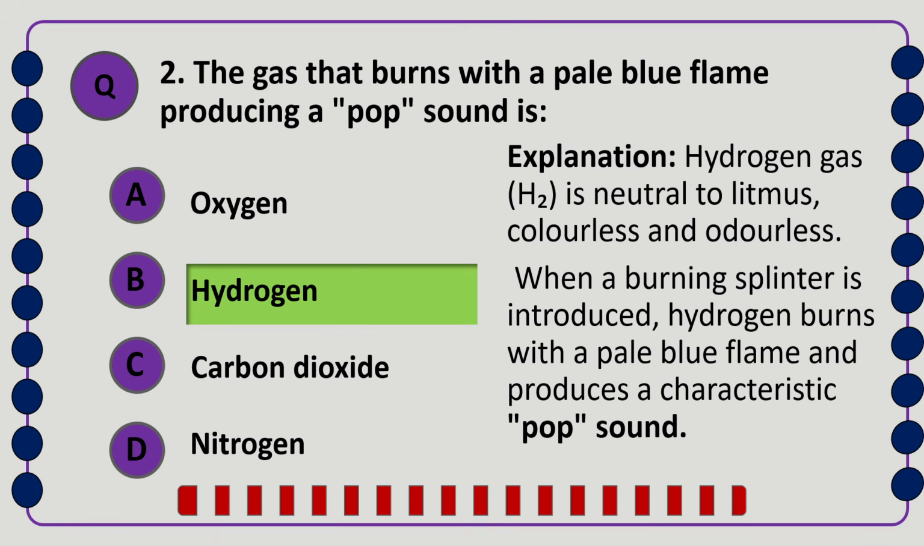Hydrogen gas is neutral to litmus, colorless and odorless. When a burning splinter is introduced, hydrogen burns with a pale blue flame and produces a characteristic pop sound. I hope this is clear. Let us move to the next question.